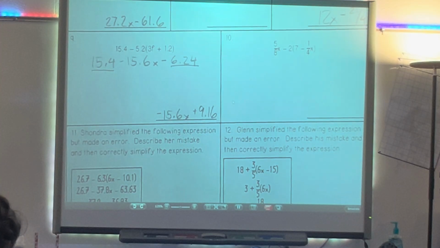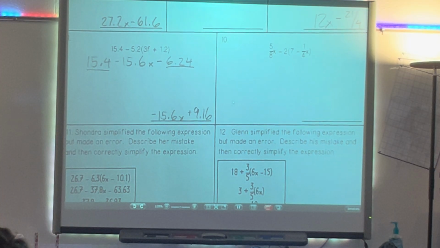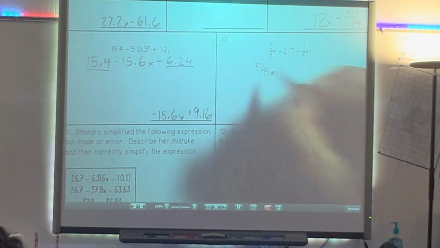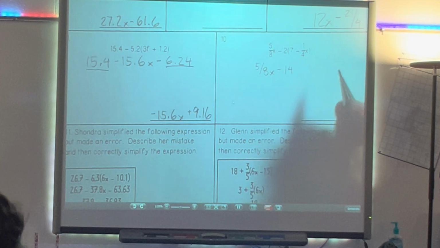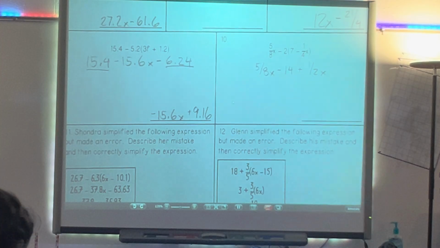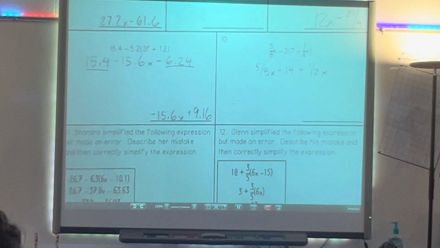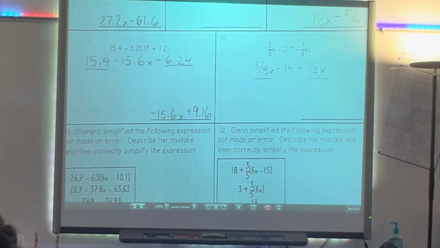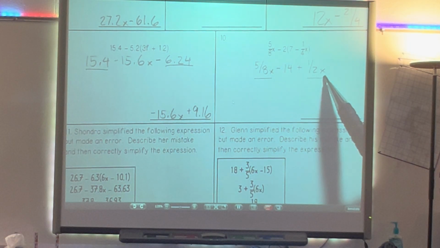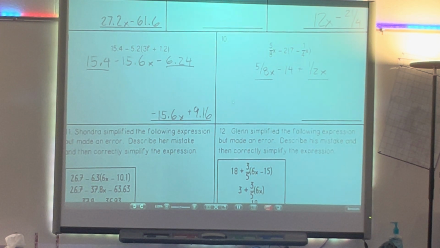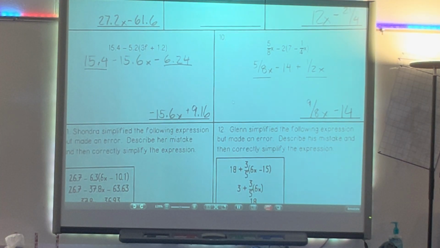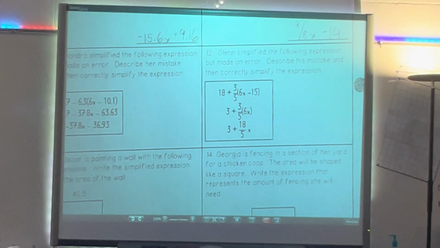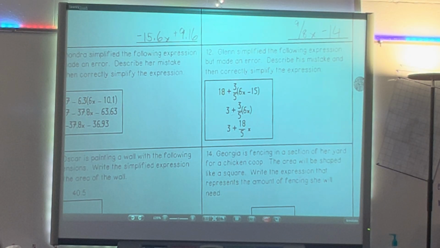Alright, this one, what happens first? Good, the distribution. So 5/8x stays. Negative 2 times 7 is negative 14. And negative 2 times a negative 1/4 x is going to be a positive 1/2 x. Are we okay with that? So I need to now combine. How many 8ths would this be? 4 8ths. So I have 5 8ths and 4 8ths, which is 9 8ths. So I've got 9/8 x minus 14. Okay? Next one. Chandra simplified the following expression, but made an error. Find it.